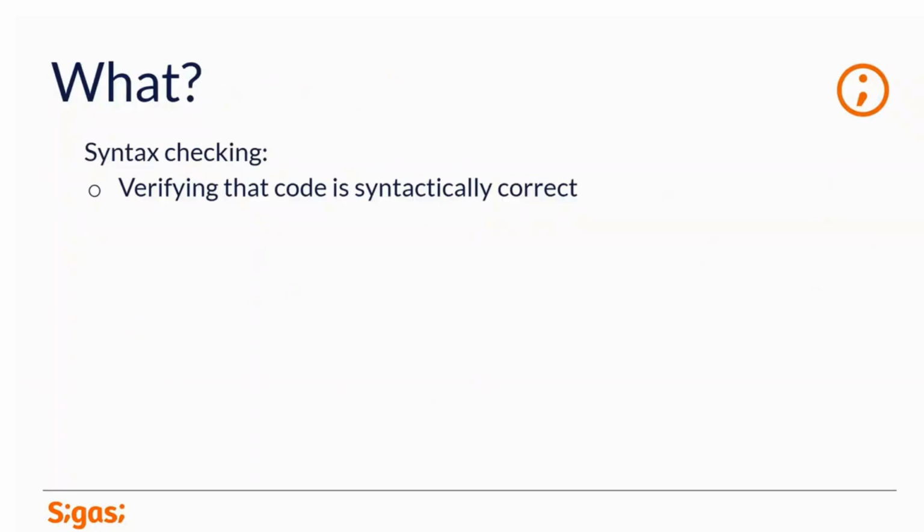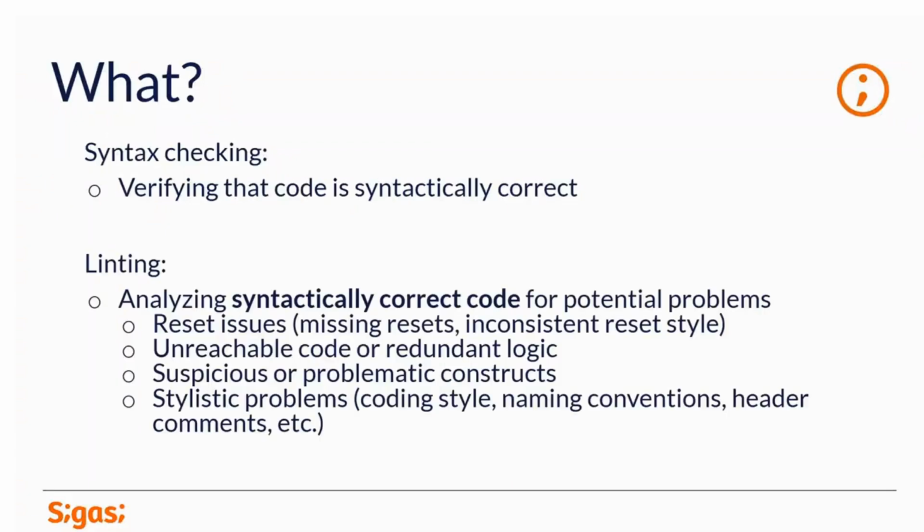Let's look at the difference between syntax checking and linting. Syntax checking is straightforward. It's simply about verifying that code is syntactically correct. In other words, it means verifying that code follows the rules of the language so it can be compiled. Linting, on the other hand, is the process of analyzing syntactically correct code for potential problems.